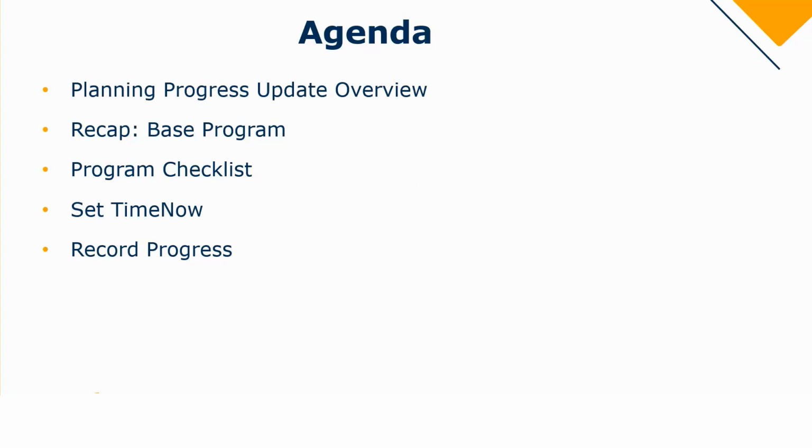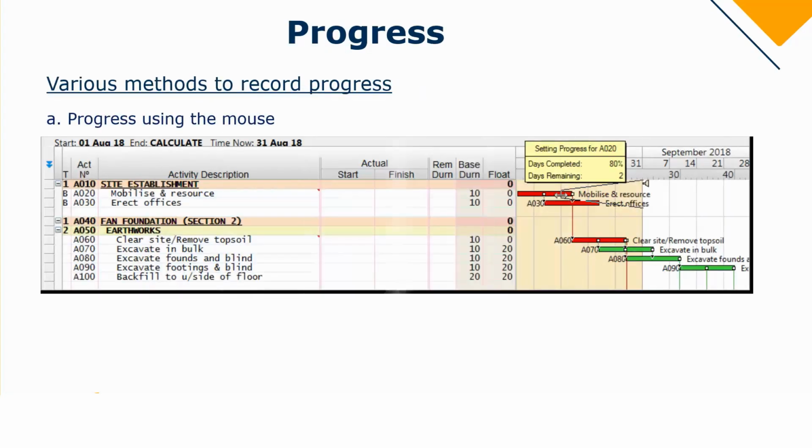Okay, so in Candy there are various methods to record progress. We have about 4 methods. You can obviously choose what works for you. So the first option is to record your progress by making use of your mouse. If you look at the example on screen, where you have your time now line, you can draw it back if you are in line with an activity.